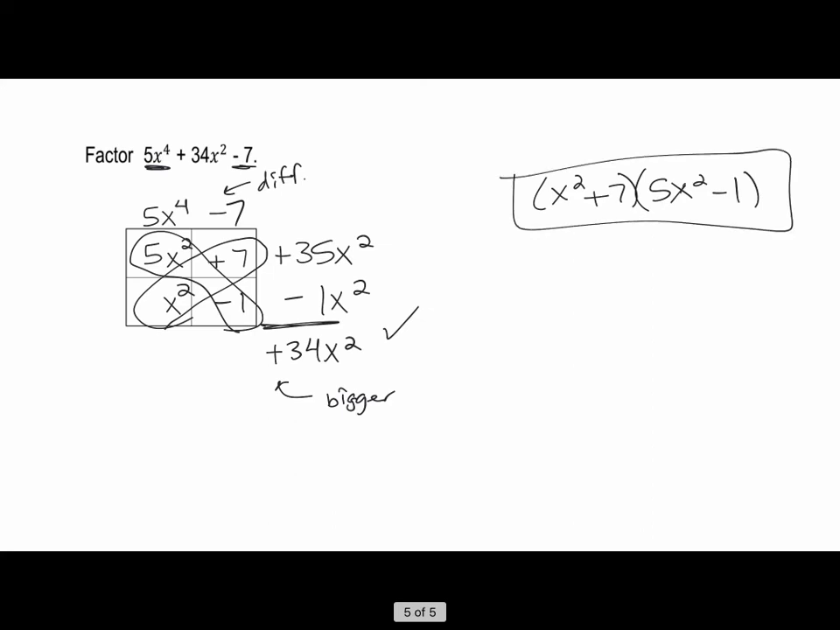And I'm just going to double check that by multiplying those back together to see if we get the original polynomial. So x squared times 5x squared is 5x to the fourth. X squared times negative 1 is negative 1x squared. 7 times 5x squared is 35x squared, and 7 times negative 1 is minus 7. So if we combine those like terms, that is a positive 34x squared, and that matches the original polynomial.